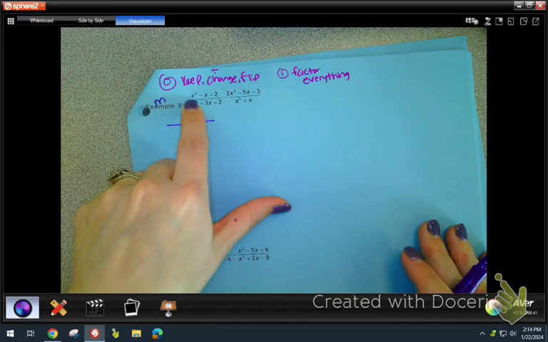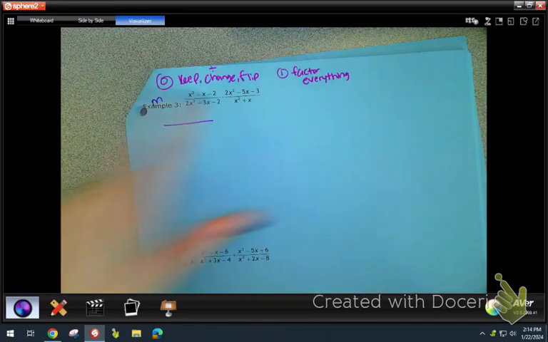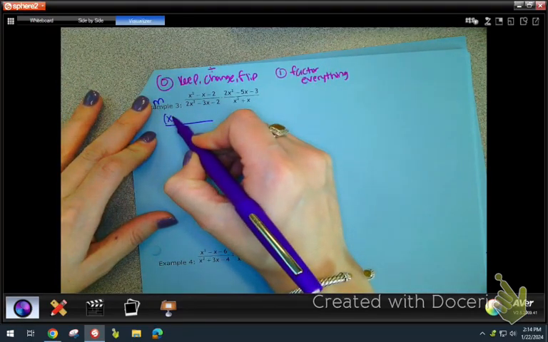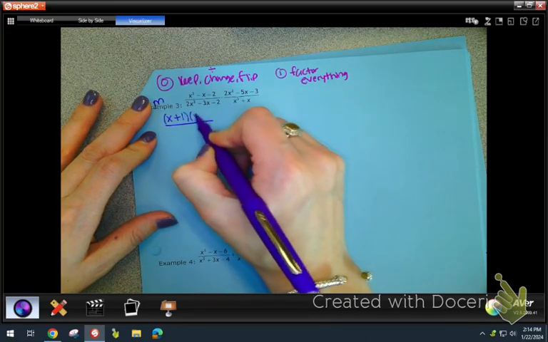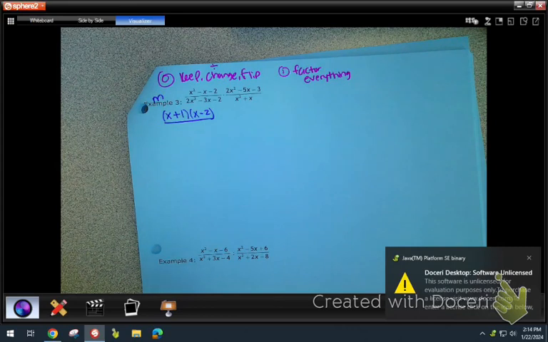The first numerator, x squared minus x minus 2. Is that easy factoring? Yes, it is. What does that factor into? x plus 1, x minus 2. Check, 1 of 4. Okay? All right. The denominator, 2x squared minus 3x minus 2.